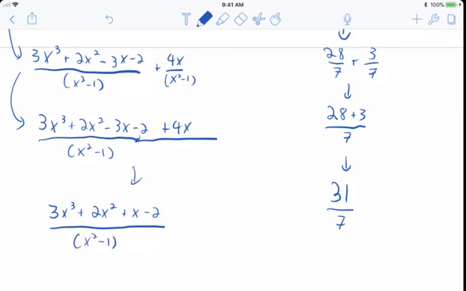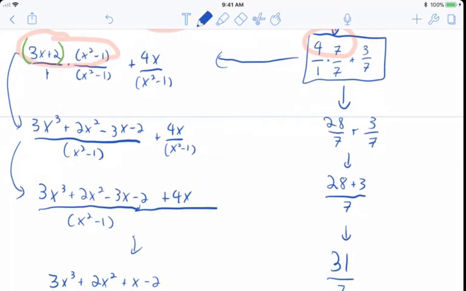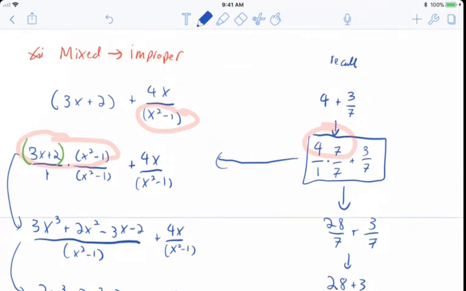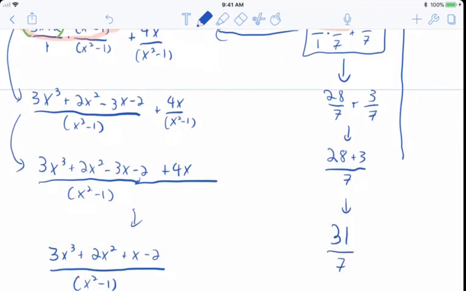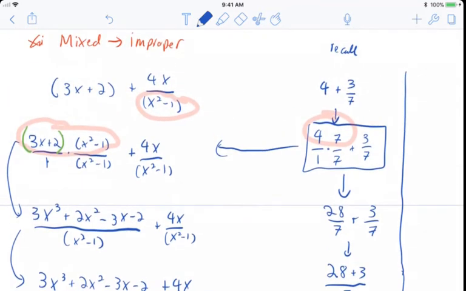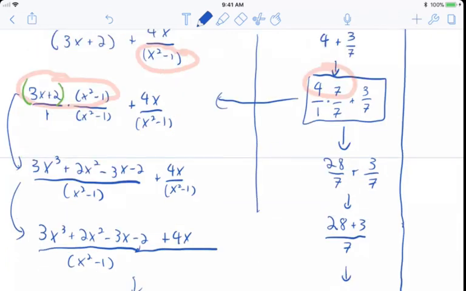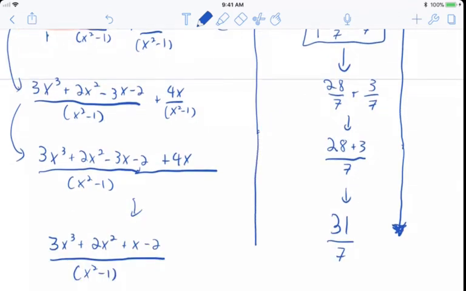Okay, so that's the method. I'm going to do another example. We might do a few more examples. But the point here is that the method that we used to add together our fractions, going from a mixed fraction to an improper fraction, is literally the same method that we use to combine a mixed rational into an improper rational. The idea here is that the denominators have to match. In order to add two rational expressions, the denominators need to match. Okay, let's try another example.